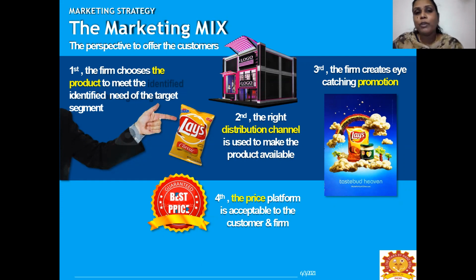So marketing is all about creating a product. What do you do? You identify the need and you try to satisfy the needs in the market. And how do you satisfy the need? By offering a product. So the first P in the marketing mix of the 4 P's in the traditional mode is the product. So first, the firm chooses the product to meet the identified need of the target segment.